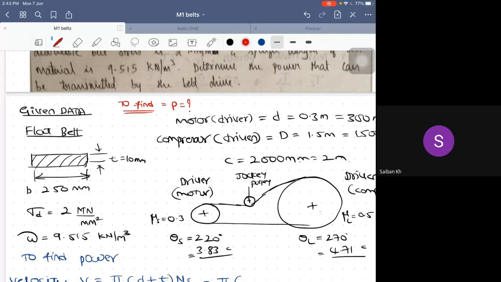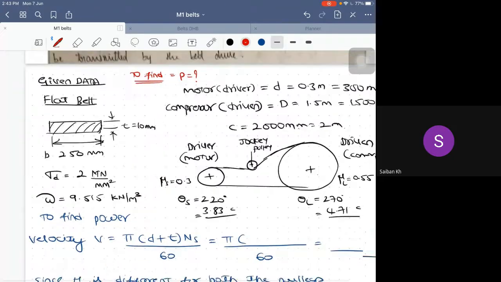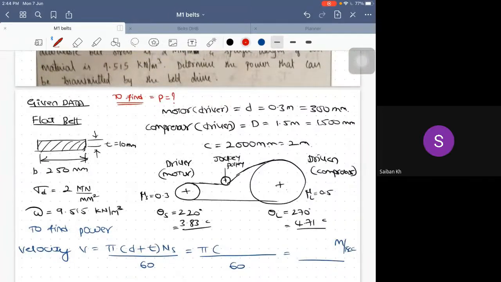So you need to calculate power. If you want to calculate power, first you have to decide whether to consider the value of centrifugal tension or not. In order to take that decision, what must you calculate first? Velocity. So go with the calculation of velocity now. It is pi into small d, which is 0.3, plus thickness 10 mm, in meters it is 0.01.